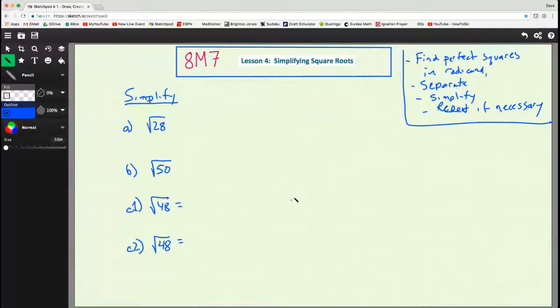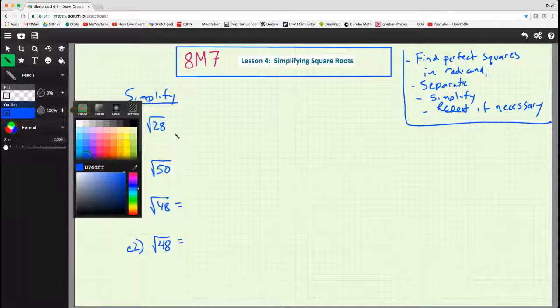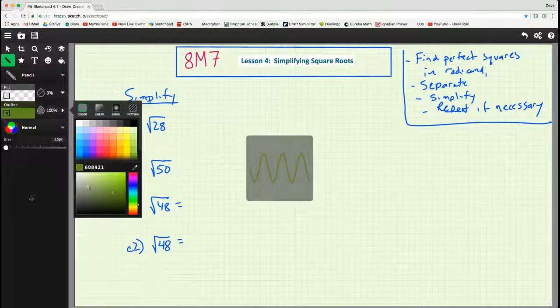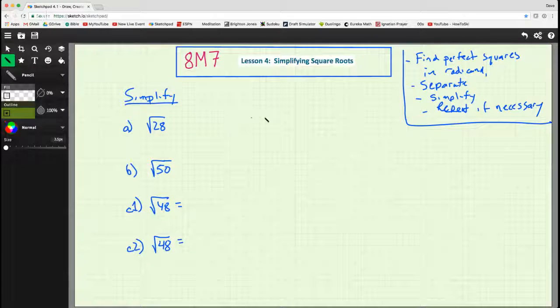Okay, so now we're going to simplify these numbers. We'll do it in green just to change up the color. The whole key is we're going to find the perfect squares in the radicand. Then we're going to separate, simplify, and then repeat if necessary. Those are our steps.